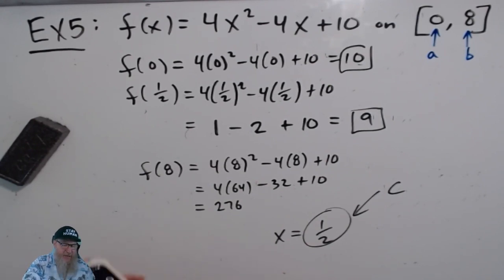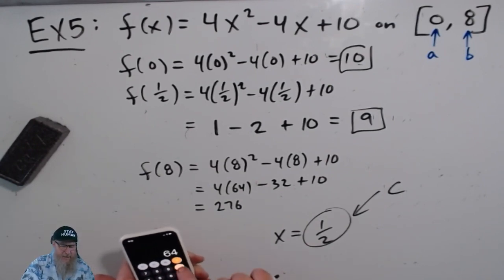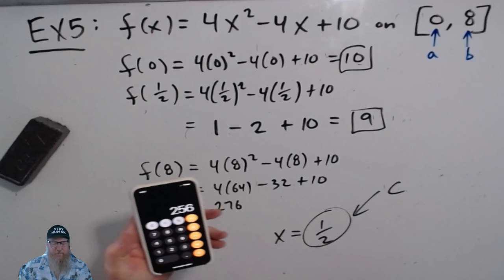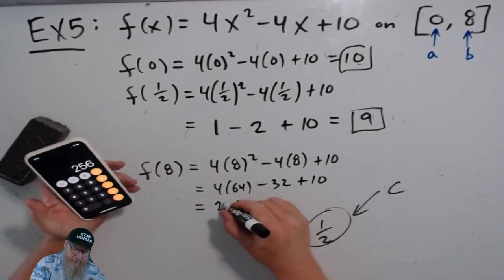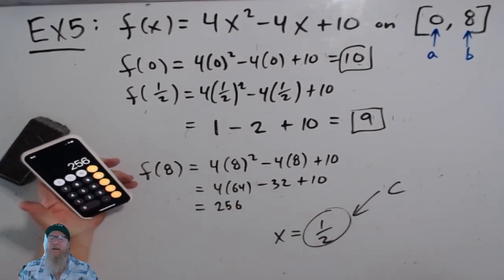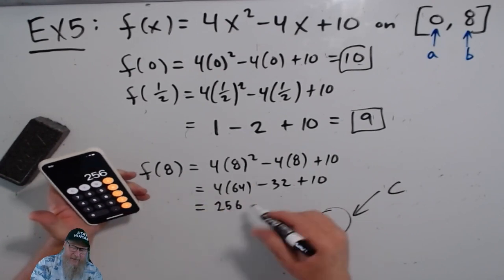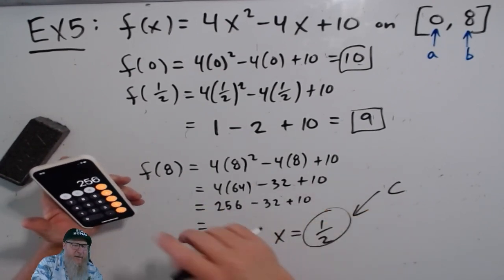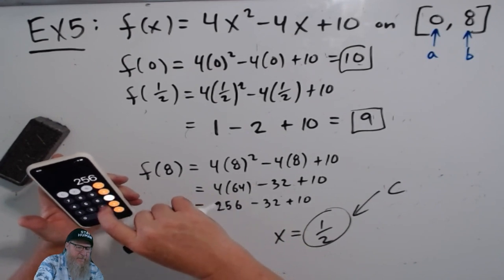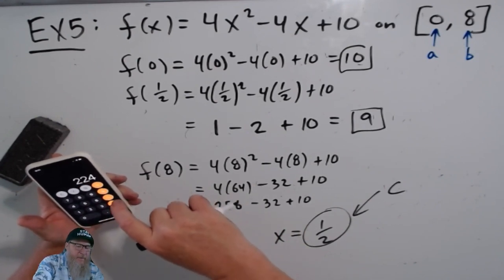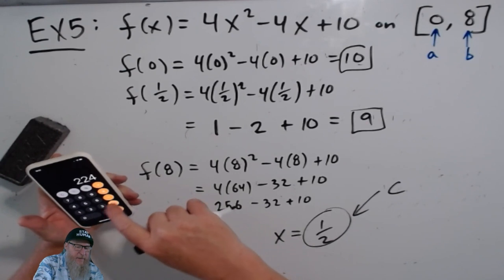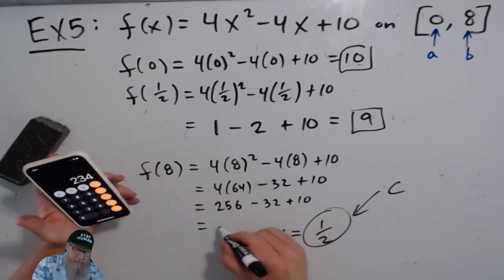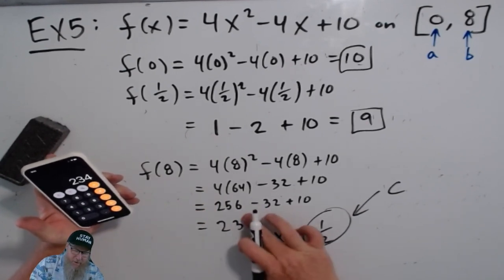276. Let me just double check that. 64 times 4, 256. I'm glad I double checked. Minus 32 plus 10. Plus 10. 234.